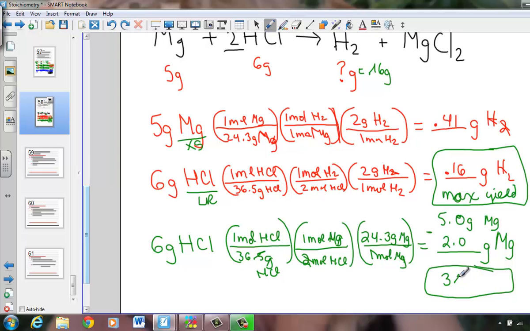We put in 3 extra grams of magnesium metal. The excess amounts unused in excess quantities.